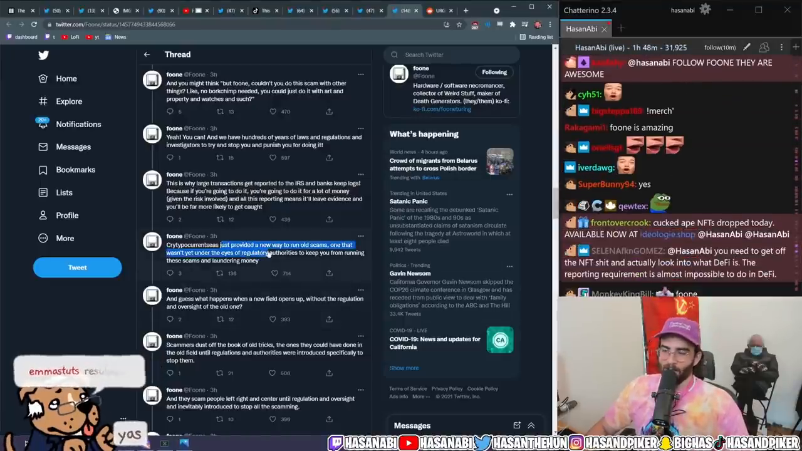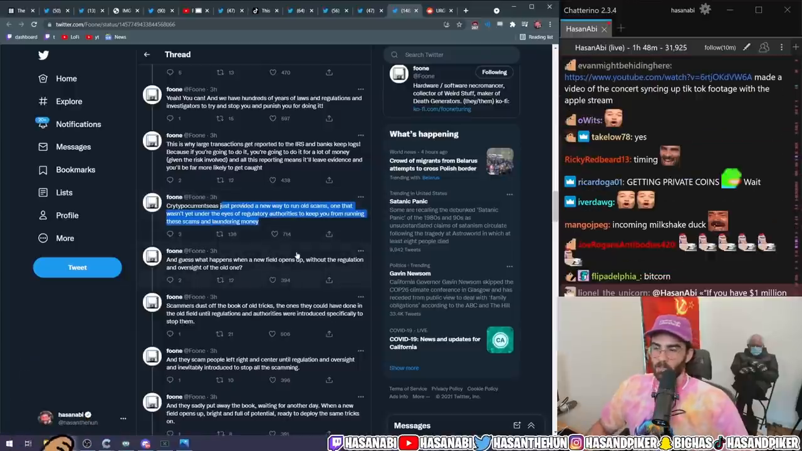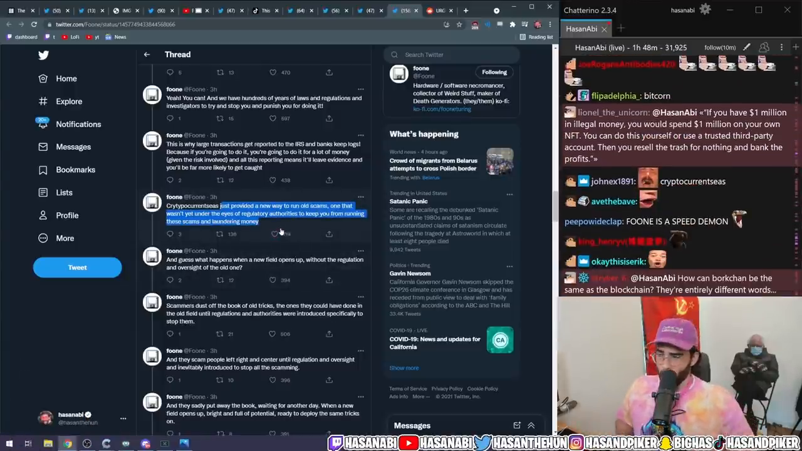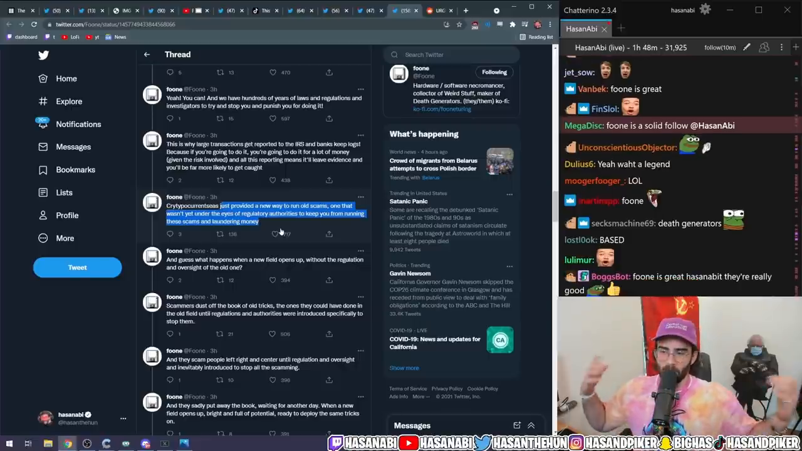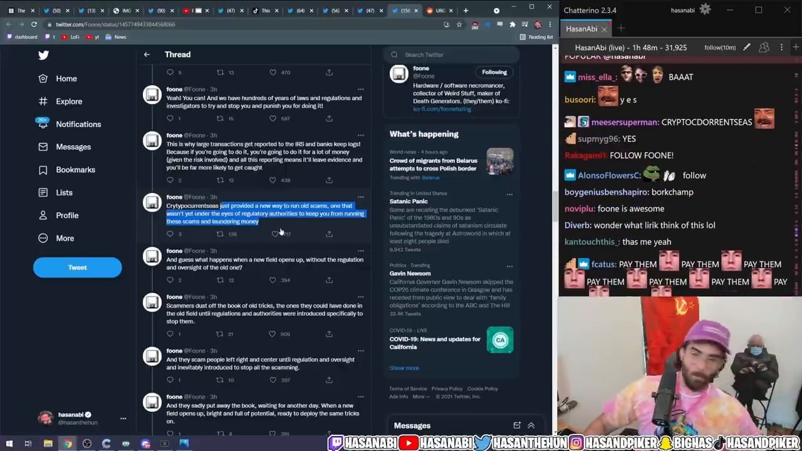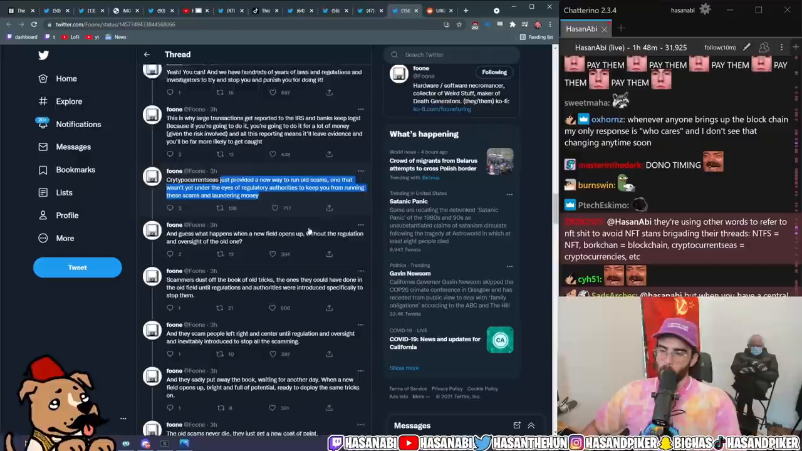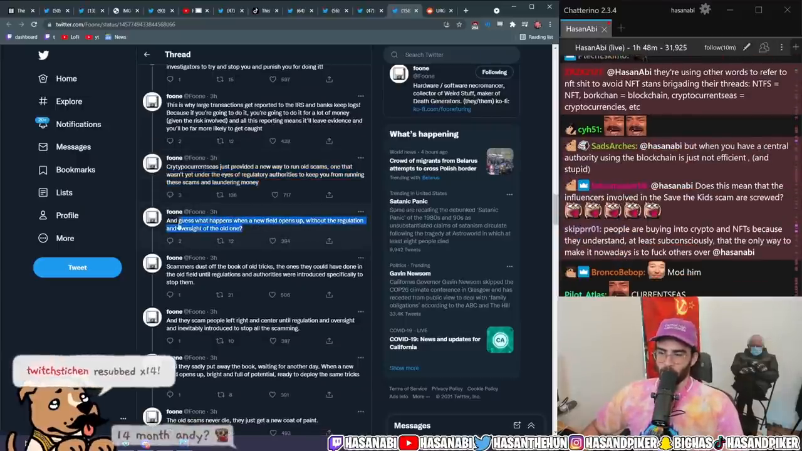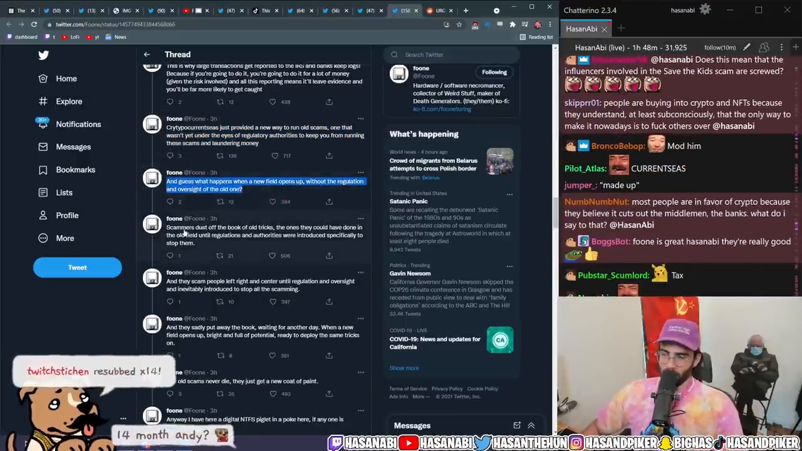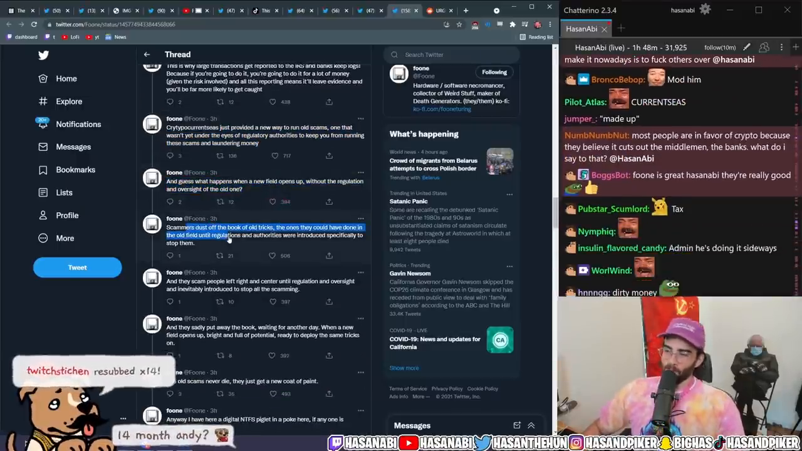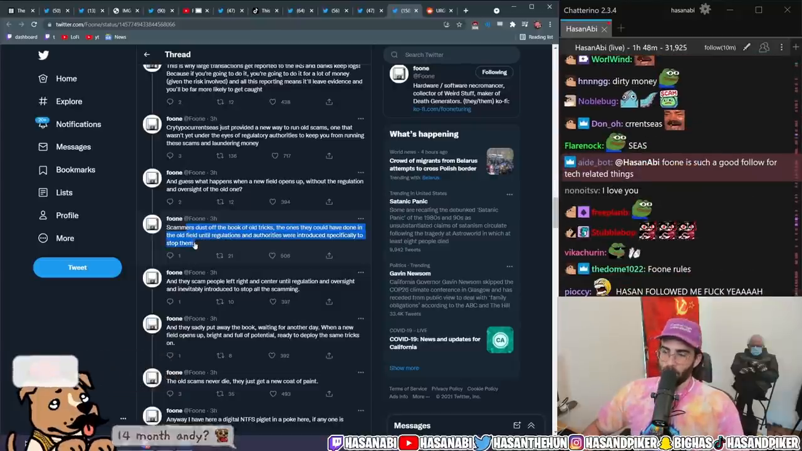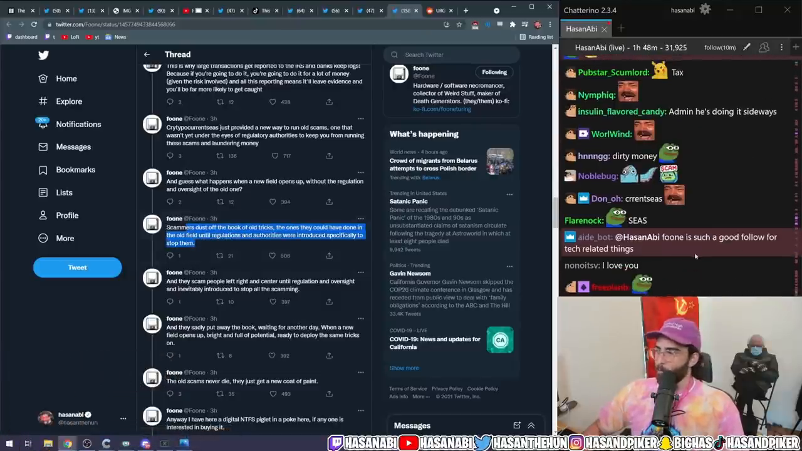Cryptocurrencies just provide a new way to run old scams, one that wasn't yet under the eyes of the regulatory authorities to keep you from running these scams and laundering money. And guess what happens when a new field opens up without the regulation and oversight of the old one? Scammers dust off the book of old tricks, the ones they could have done in the old field until regulations and authorities were introduced specifically to stop them.